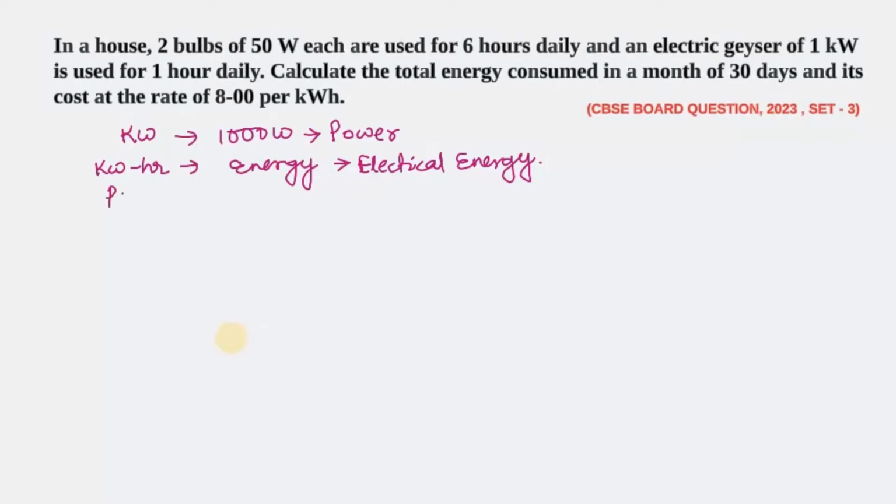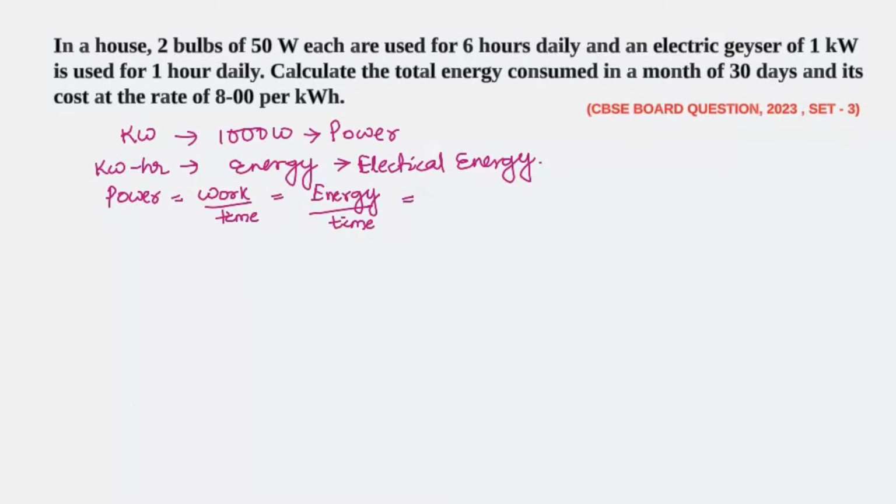So we know that power is the rate of doing work. So it is work done by time. Rate in physics means per time. So work done by time is power. Now it is also equal to energy by time. Why? Because energy is the capacity of the body to do work. So work by time is equal to energy by time.